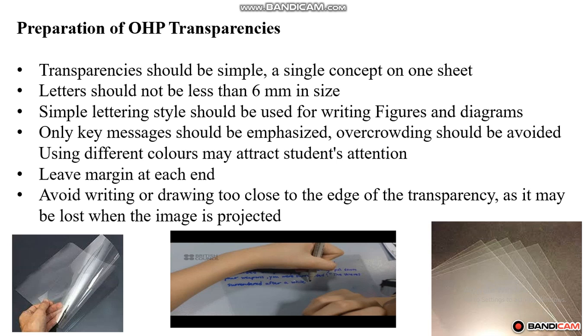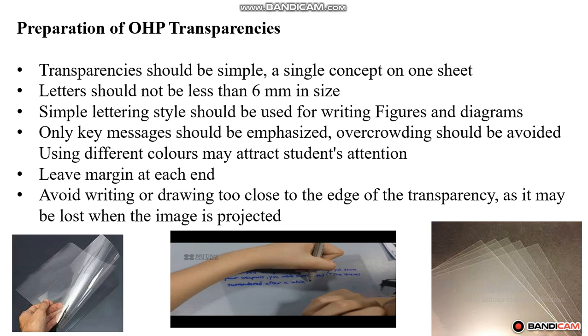There are different colors of OHP marker pens available. For writing purposes, you can use black and blue color. For underlining and so on, you can use red and green. Don't use green or orange color for writing, because it will not be visible. So we are not advising to write with green or orange. You can use these colors for marking, underlining specific points, or underlining headings.